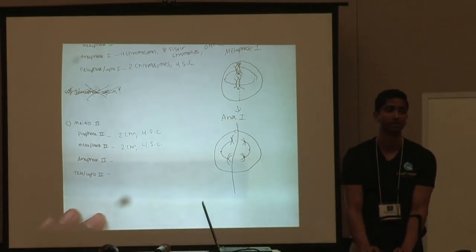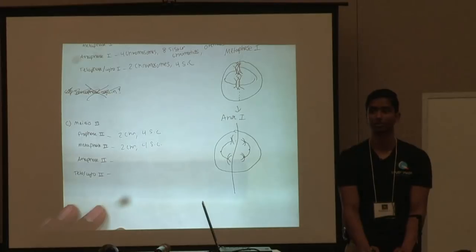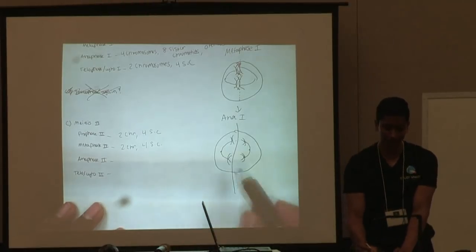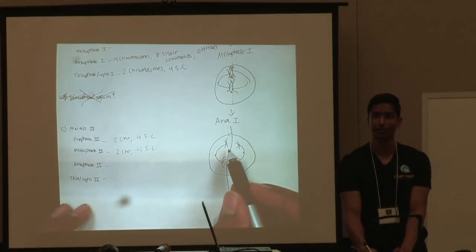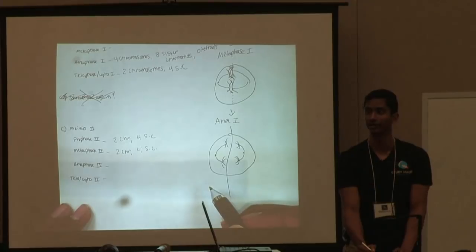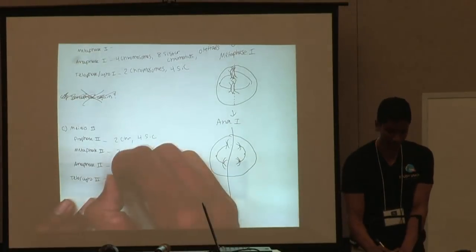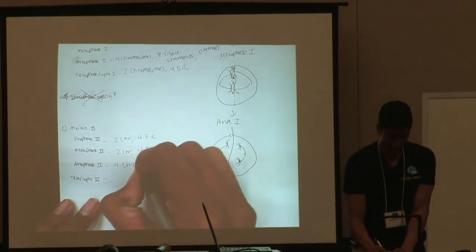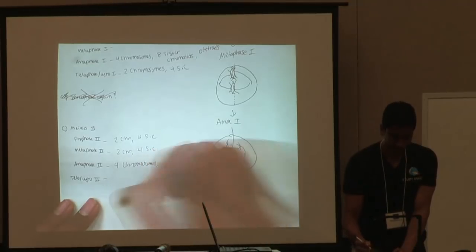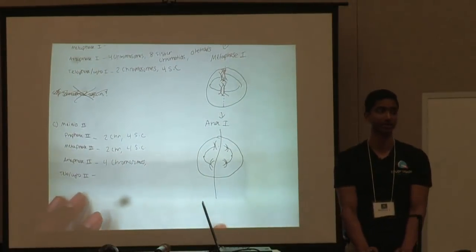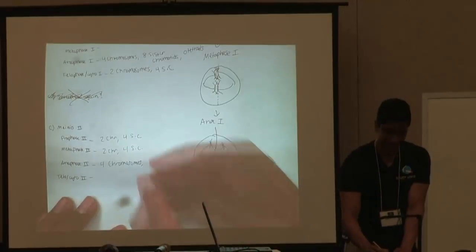Anaphase 2. How many chromosomes? 4, right? So these have been pulled apart in anaphase 2. So when they're pulled apart, they're all still in the same cell. They haven't split yet. So we have 4 chromosomes. How many sister chromatids? 0.